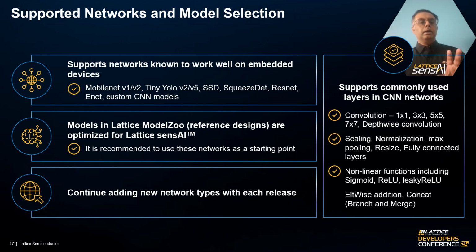Now, there are many supported networks and models that we highly recommend based on our experience of deploying these solutions into production. So, for example, MobileNet V1 and V2 have done a great job for many end applications where power, performance, and accuracy matter. It provides a very good balance of all these parameters for the end application, right? So we highly recommend that one.